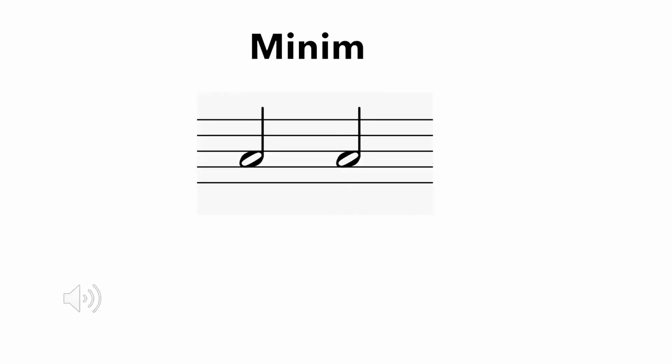The next note we're going to look at is the minim. It looks just like a semibreve, but this note has a stem coming off it. The duration of this note is 2 beats. We've now added the numbers 1 to 4 under the staff so we can again count along. This is what the note duration sounds like.